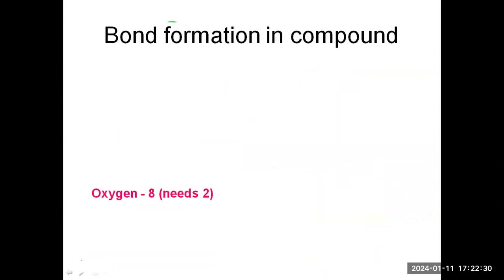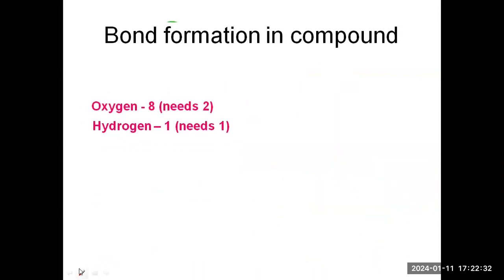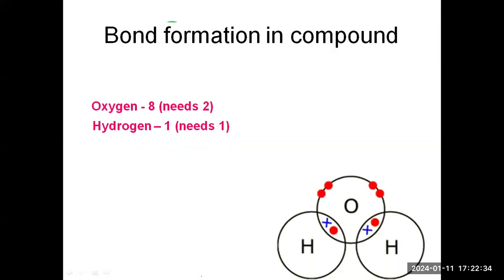Then we have oxygen and hydrogen. We make water out of it. You can see one pair of electrons shared here. So this is oxygen having one covalent bond with each hydrogen. The formula is H2O.